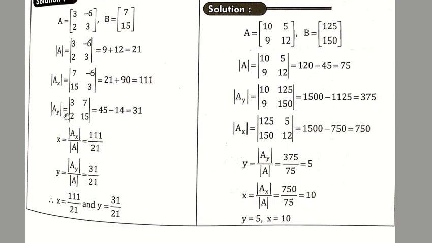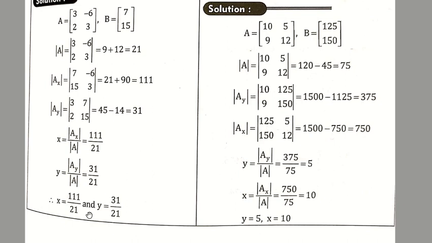And AY, now in the place of Y coefficient value, you will put the value of constant, which is 7 and 15. So 3, 2 and 7 and 15. So 3 into 15, 45, 7 into 2, 14. So 45 minus 14, 31. Therefore the value of X is determinant AX, which is 111, divided by determinant A, which is 21. And the value of Y is determinant AY divided by determinant A, 31 divided by 21.